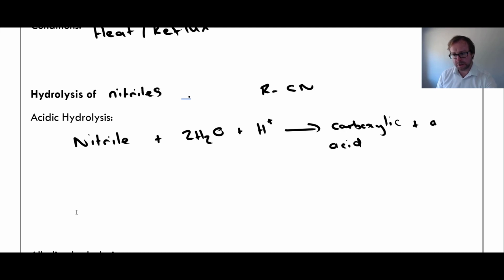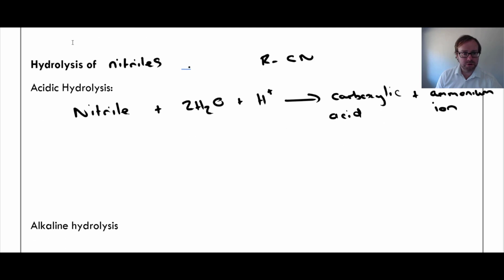Plus an ammonium ion. Okay, so this is what I would like you to do. I'm going to give you the formula of a nitrile, and I want to see if you can figure out what the rest of the equation is.